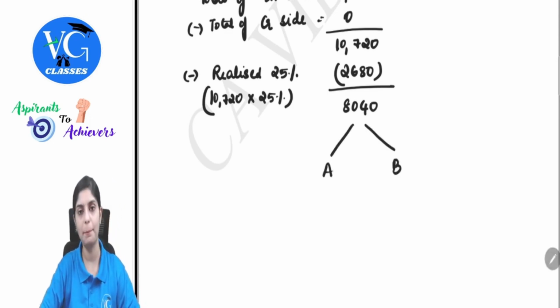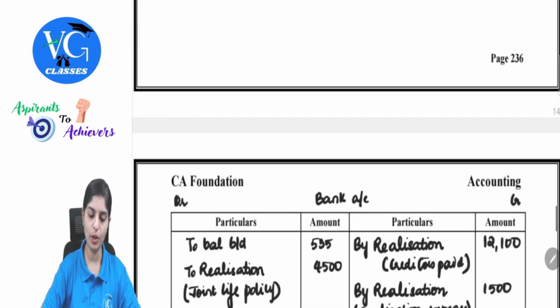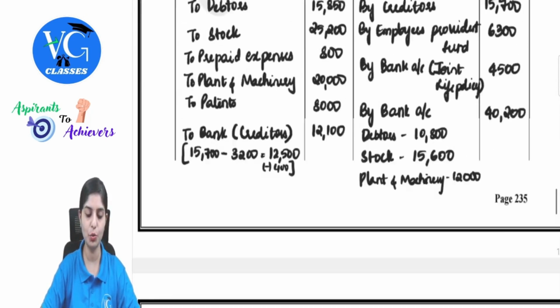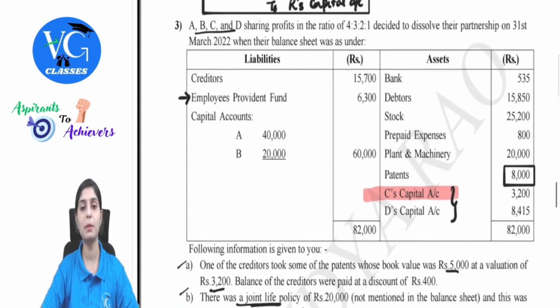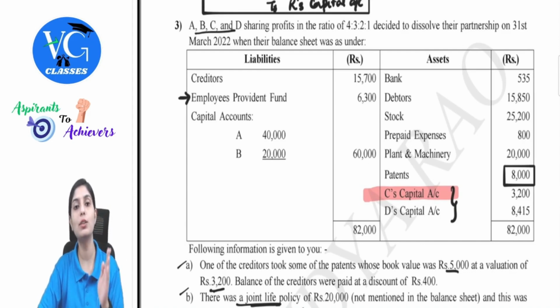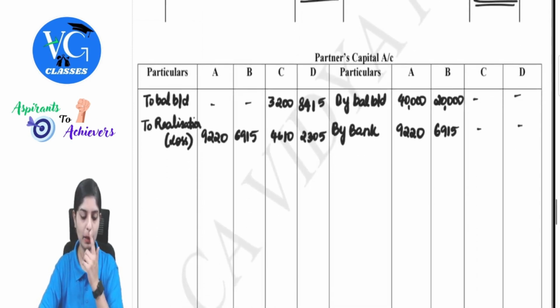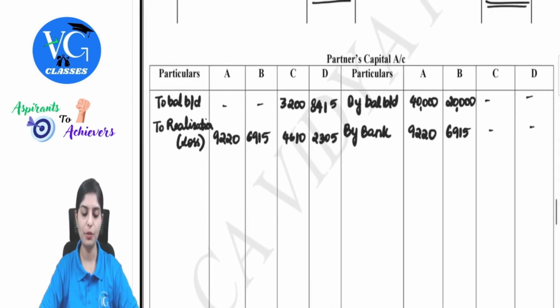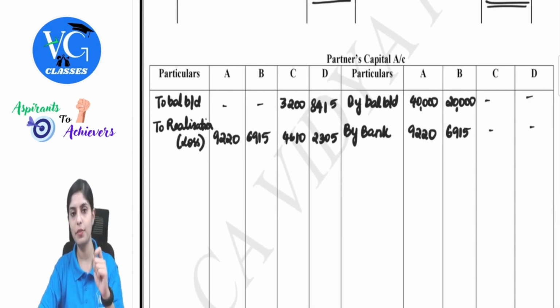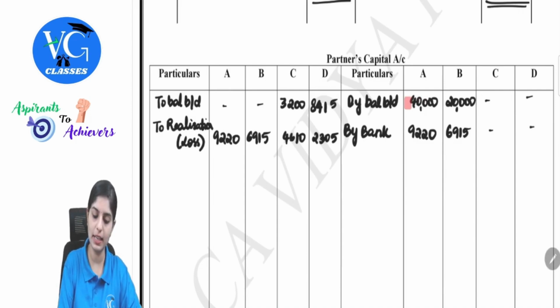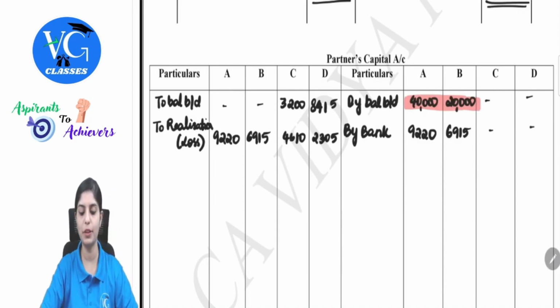In what ratio? Capital ratio. If you observe, the question is maintained on a fluctuating basis. Remember, if it is maintained on a fluctuating basis, we have to take the capital balances before all dissolution adjustments. Let's observe the capital account. Apart from balances brought down, realization and buyback, whatever we have written is due to dissolution. So we can take this itself as the capital balances for the purpose of ratio. So it is 4:2. If I simplify further, it will be 2:1.